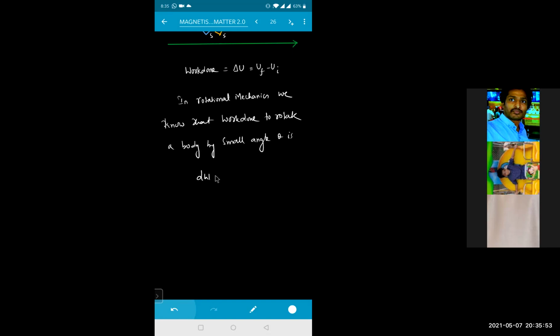In rotational mechanics, we know that work done to rotate a body by a small angle d theta is, how do you calculate the work done? Work done will be equal to torque into d theta. In work power energy, work done is force into displacement, no?